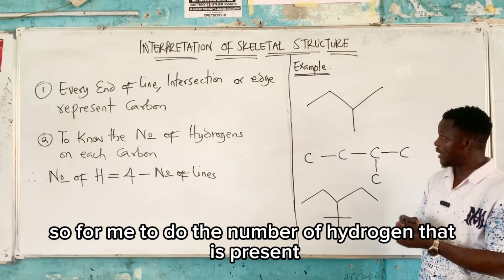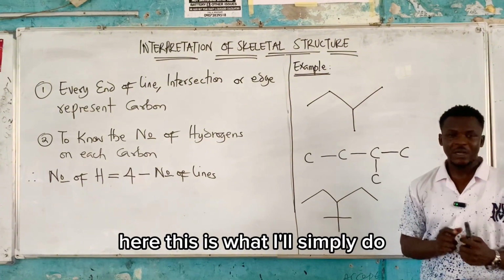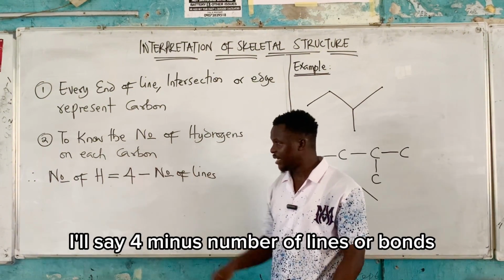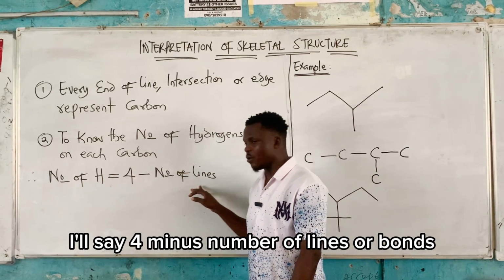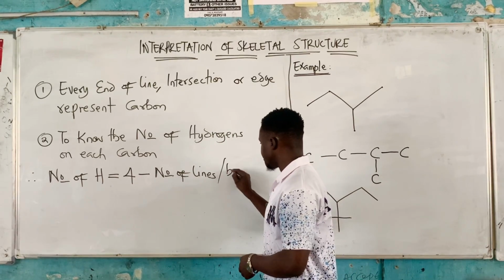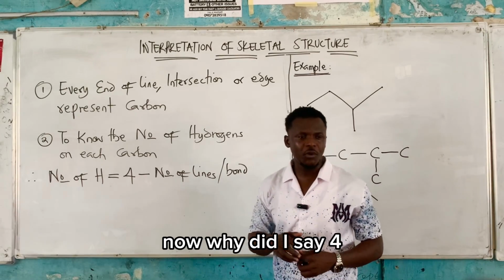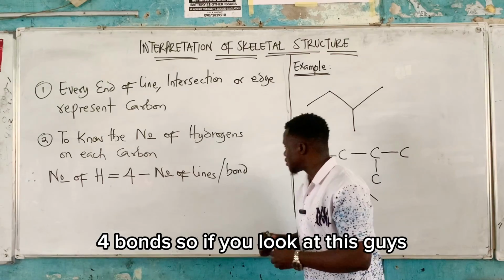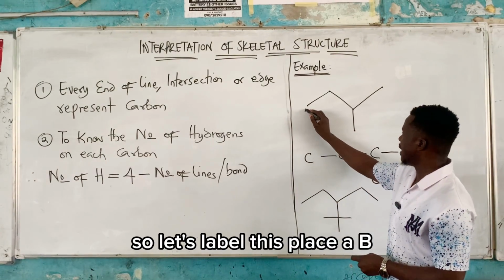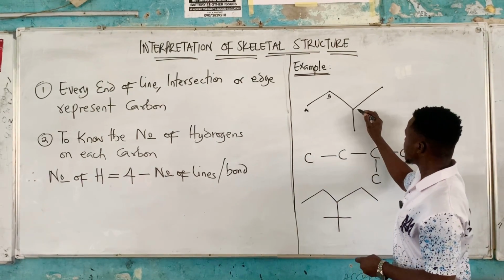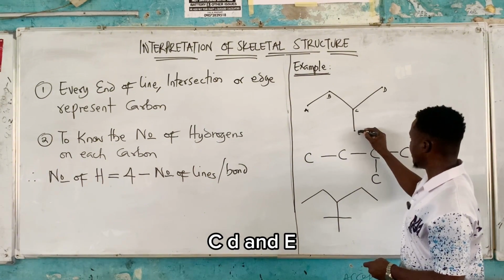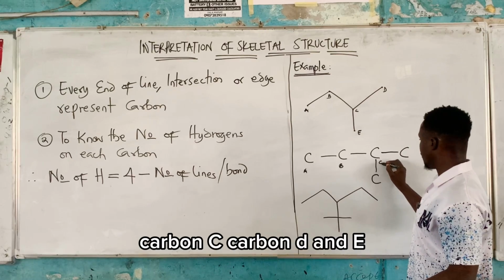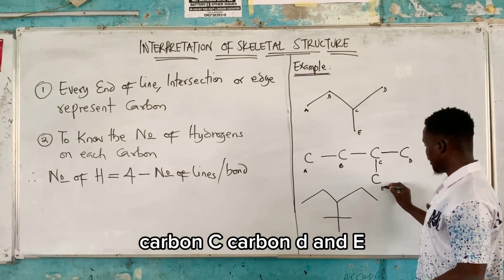So for me to know the number of hydrogens that are present here, this is what I'll simply do. I'll say, to know the number of hydrogens on each carbon, I'll say 4 minus the number of lines or bonds. Now, why did I say 4? Because carbon can hold a maximum of how many bonds? 4 bonds. So if you look at this guy, let's label this place A, B, C, D, and E. So this is carbon A, carbon B, carbon C, carbon D, and E.